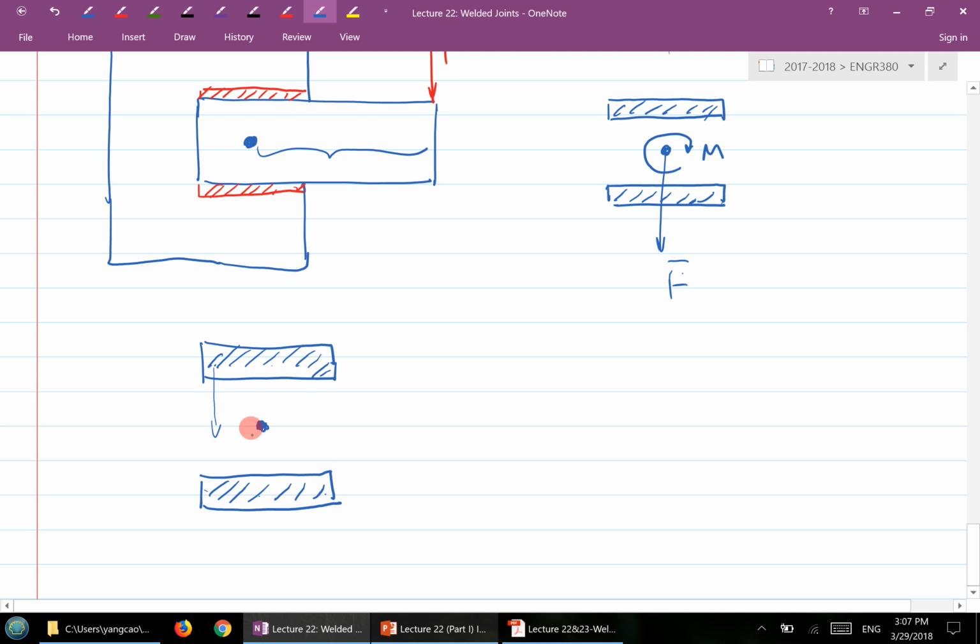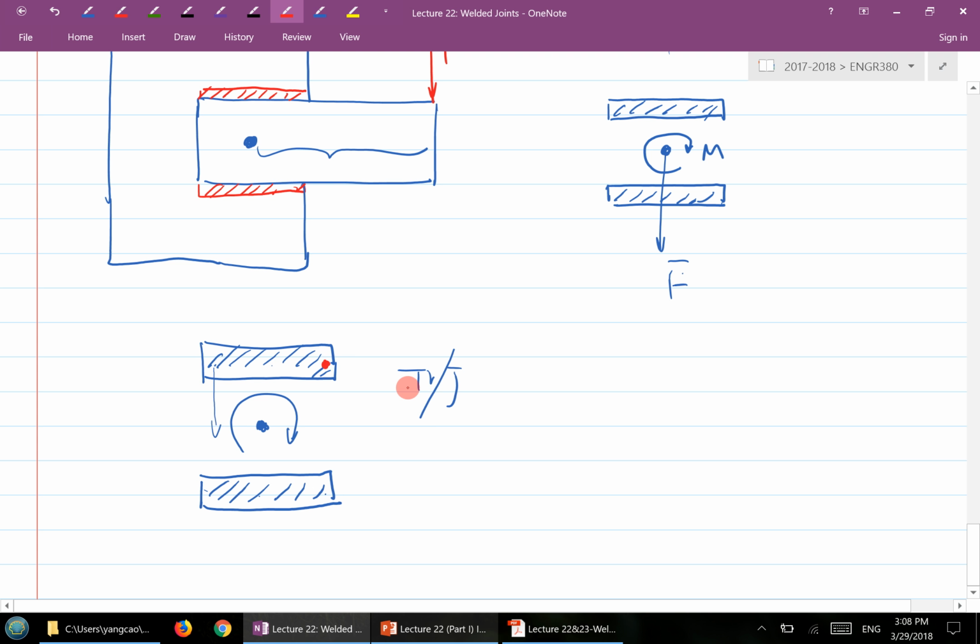So if you look at this one here, if you have a torque applied everywhere, so you have T R over J. Where do you think the critical location is for the shear stress? Which location do you think is the most critical one? The corner, right? So basically the corner here. And what direction is that shear stress due to this?